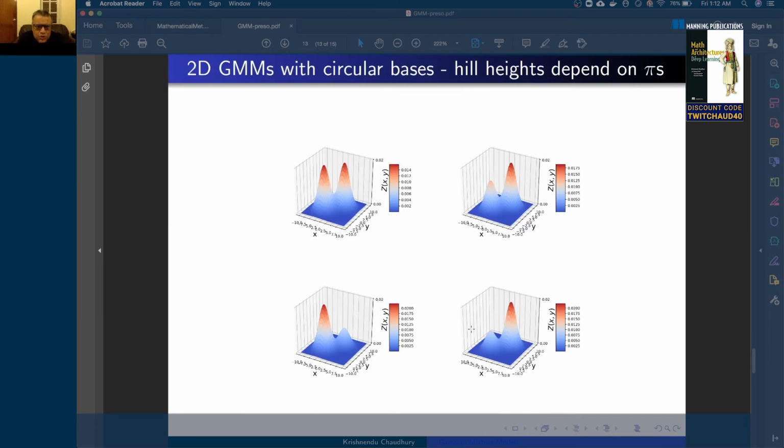This shows GMMs in 2 dimensions. These are with circular bases. Once again, you can observe that the hill heights depend on the pi's. In this case, the two pi values are equal on the top left, and they're unequal in the others, with one of them being larger. Sorry, the top left figure is the two component Gaussians, and then we have various combinations of pi values depicted here.